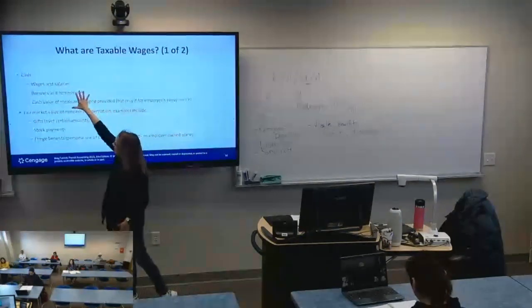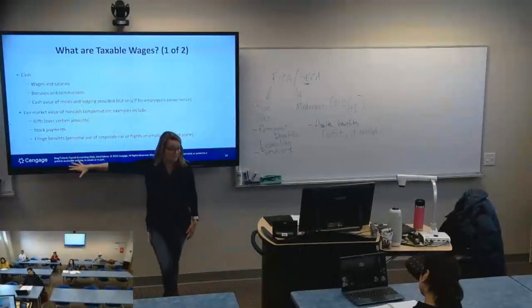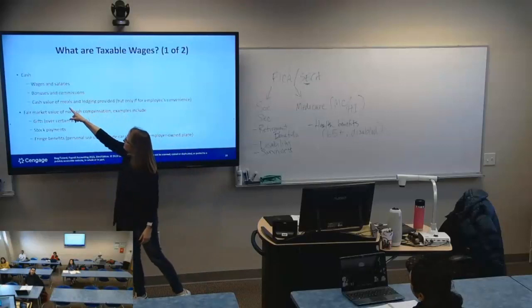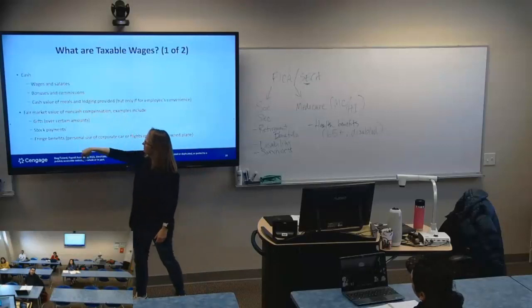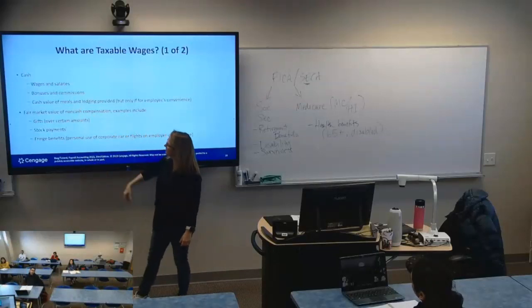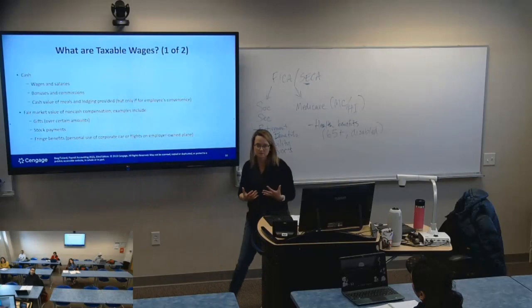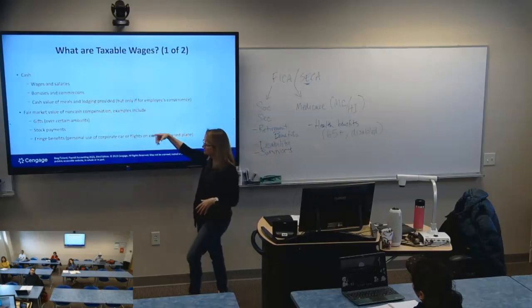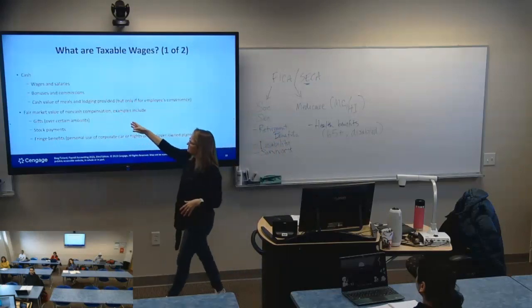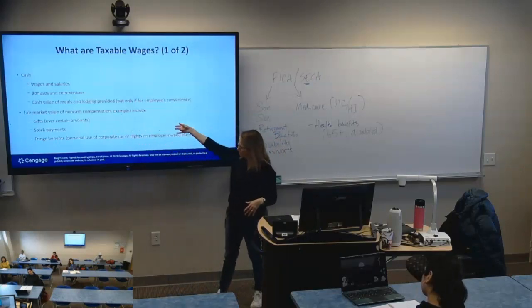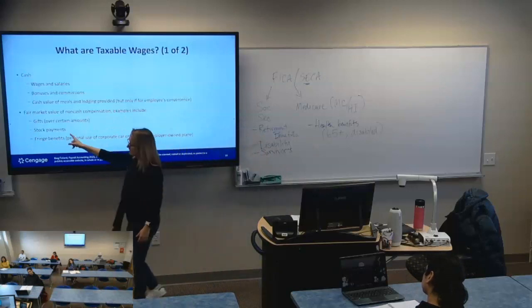Also, so this is cash. We also have items that are non-cash. This would actually be cash value, should probably be under here. The fair market value of non-cash compensation. Some examples: gifts over certain amounts, and I can't remember what the threshold is. And they change it every year. I think your book talks about what that threshold is, but if it's over that amount, then it's considered to be earned income. Stock payments.